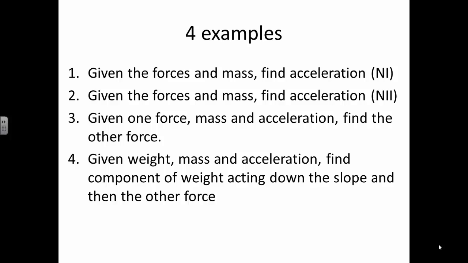The third example is that you're given one force, you're given the mass and the acceleration, and you must find the other force. So it's kind of working the last section backwards. The last one is much more complicated. You're given the weight, you're given the mass and the acceleration, and you basically have to find the component of the weight which is acting down the slope, and then you need that to find the other force.